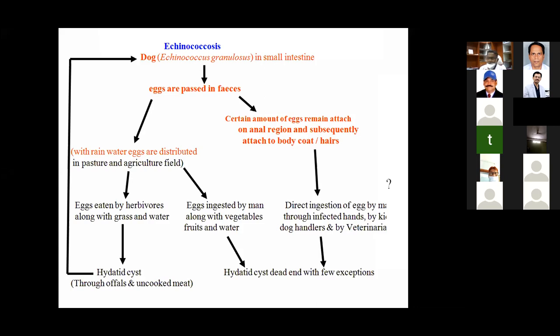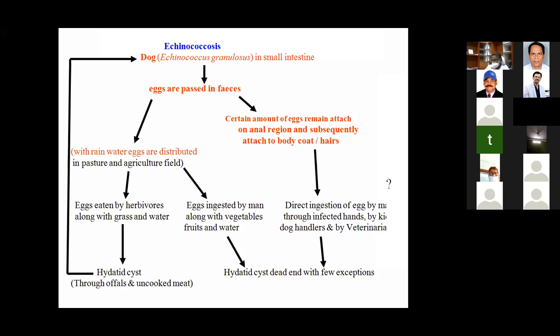So in that way, veterinarians who are handling the dogs without gloves are also exposed to it. Even the owner of the dog is always in question. Once the dog passes the feces, they remain in the pasture or agriculture field. These eggs with the rainwater disperse and get attached to grass, vegetables, fruits, and water. So when we take these vegetables and fruits, we get these eggs through our fruit and water.